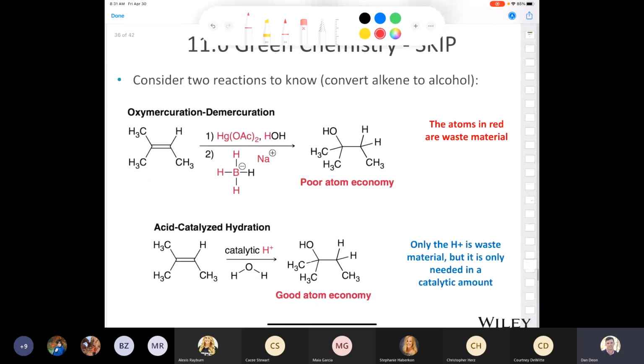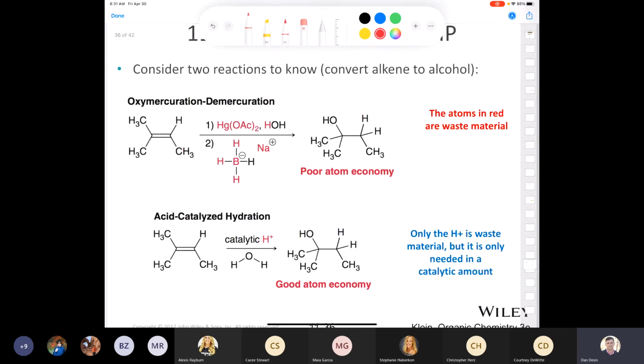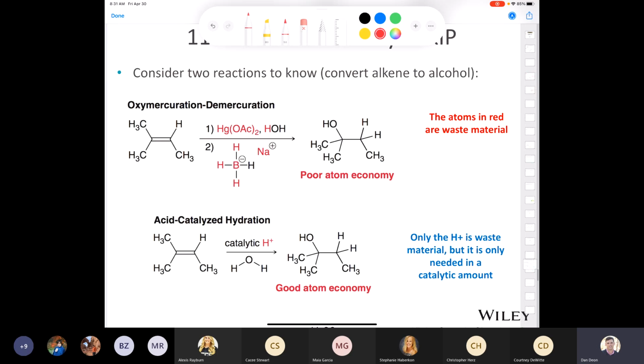And if you're wondering, what do you mean by atom economy? Let me show you here. Let's say you want to do a Markovnikov addition of water across this molecule. So the same molecule both places here. So this is what? 2-methyl-2-butene.